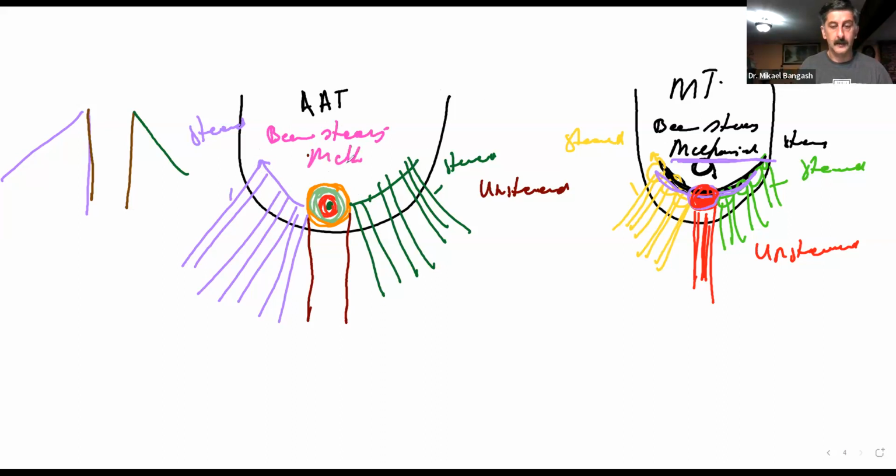is also mechanical, just like we had in the mechanical transducer. And as a matter of fact, this is the only array transducer where the steering of the beam is going to be mechanical.